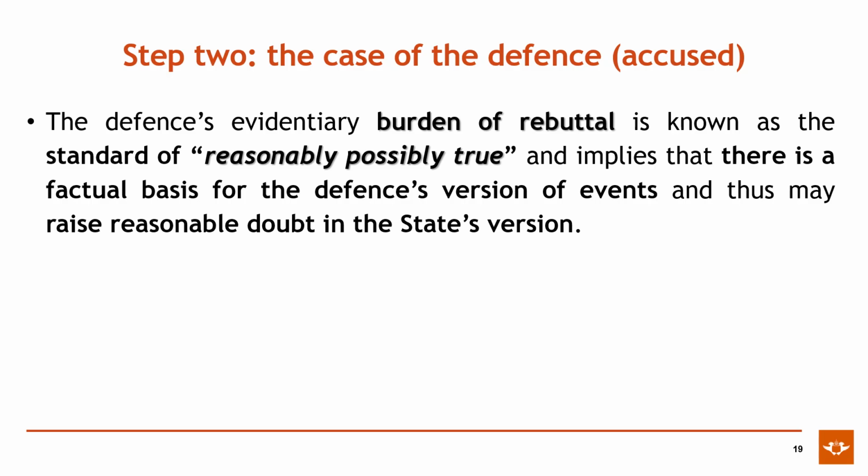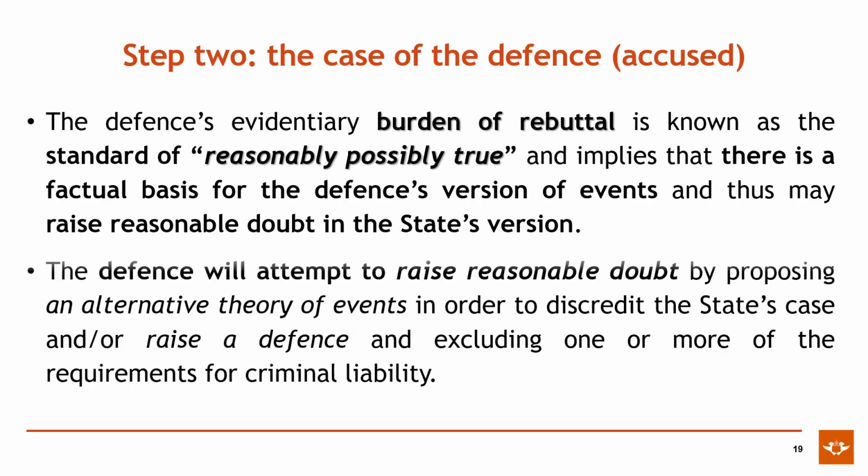If the state has to prove its case beyond a reasonable doubt, all the defense needs to show is that their explanation is reasonably possibly true, wherefore the court cannot conclude that the case has been proven beyond a reasonable doubt because the defense has raised reasonable doubt. I hope that makes sense. Now, this standard merely implies that there is a factual basis for the defense's version of events, which raises the reasonable doubt, and therefore the state's case has not been proven beyond a reasonable doubt.